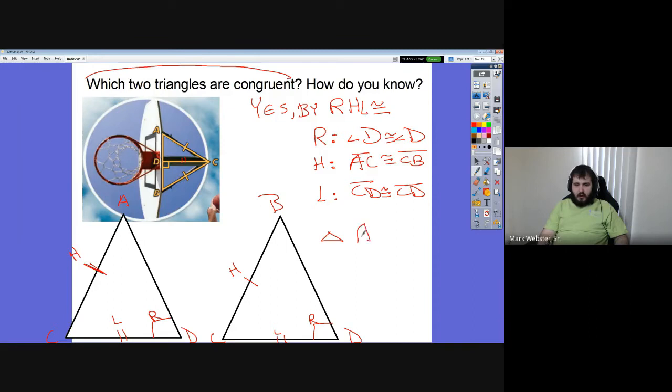Triangle ACD is congruent to triangle BCD, right? And this is, how do I know? By hypotenuse leg. All right?